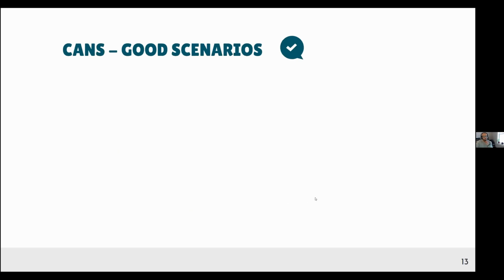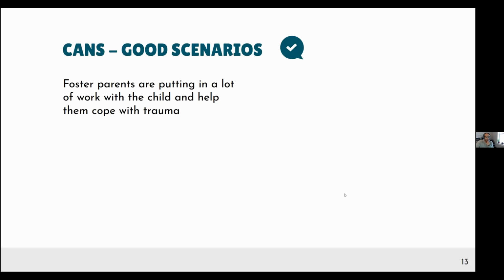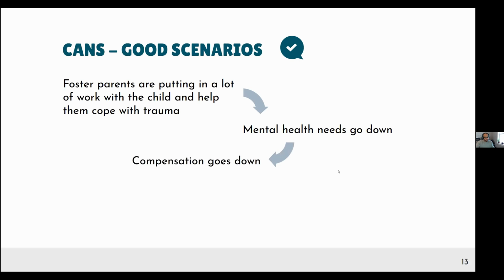So let's discuss a good scenario where CANS is working supposedly the way it was intended. Foster parents put in a lot of work with children, help them slowly cope with trauma, and provide them with a structured life. But then the child's behavior stabilizes and their mental health needs supposedly go down. Well, at least on the assessment. But now the compensation goes down as well.